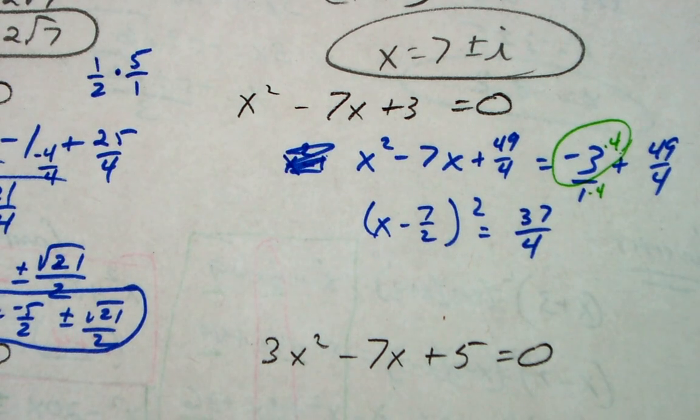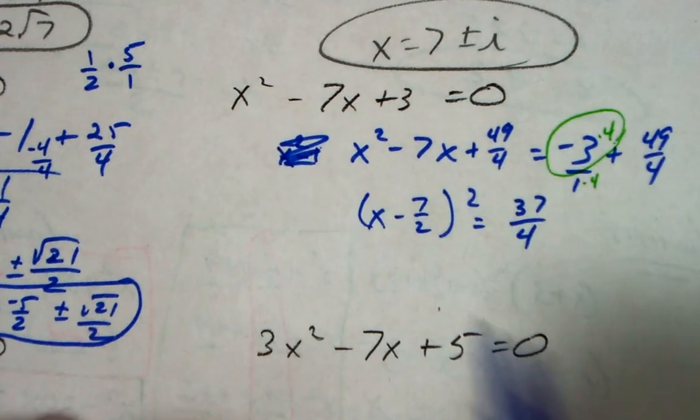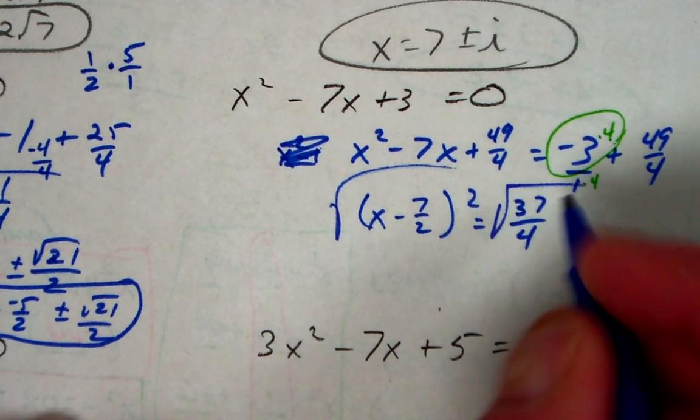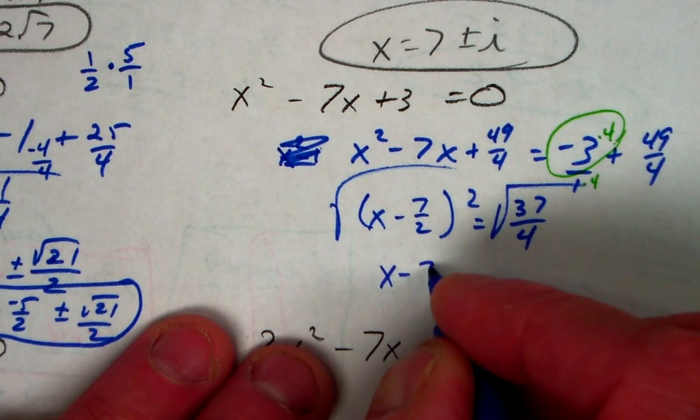So we can run away from uncomfortable things, but sometimes we just got to deal with them. And I know what's coming for you folks. It's not bad. There's some neat stuff coming. But we need to have our fraction skills. Okay, so what am I going to do to both sides? Square root. So x minus 7/2.